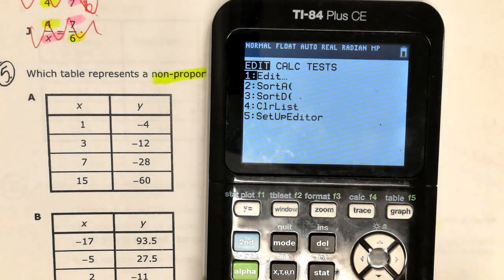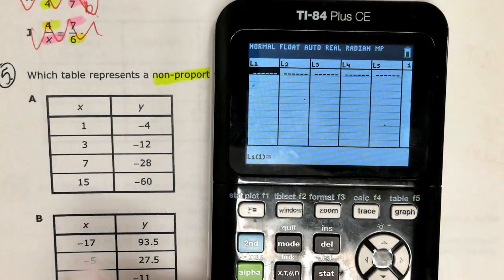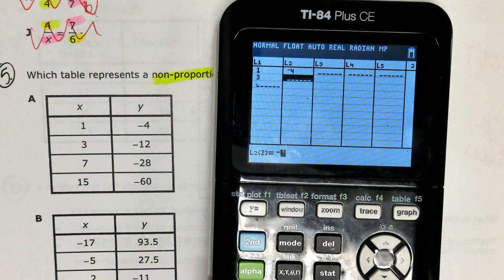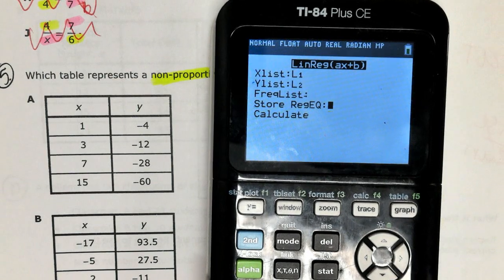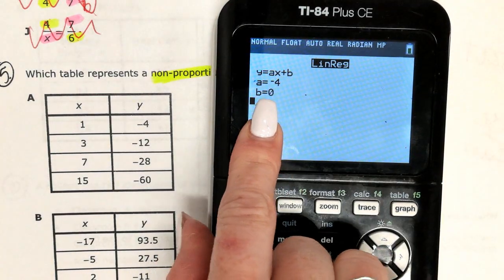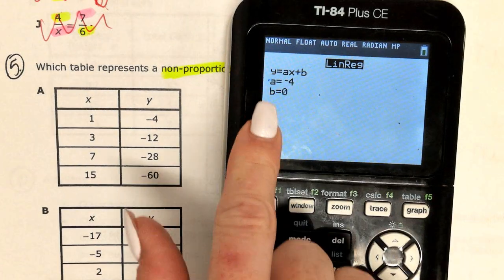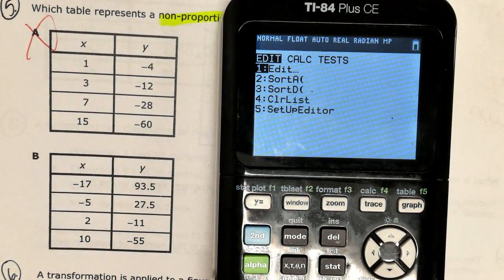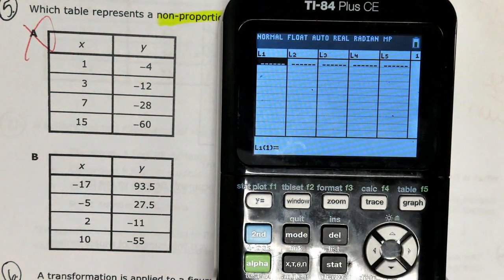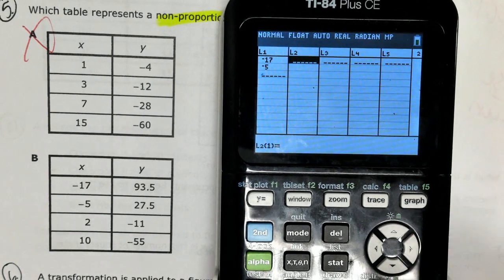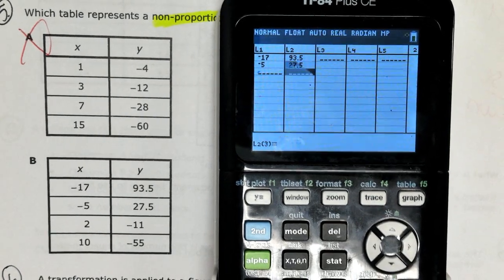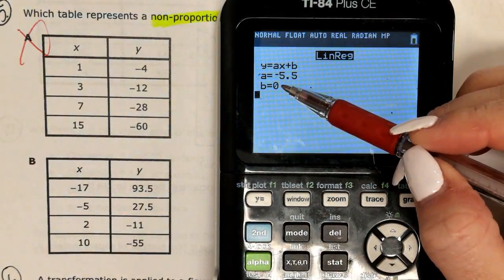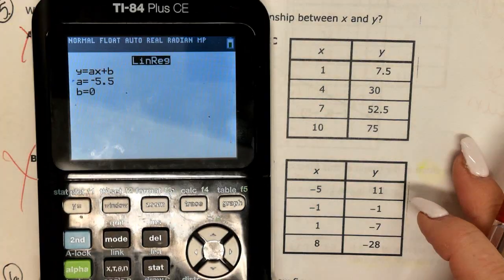So I go to stat. I don't have to put the whole table in. I just need 2 coordinates. So for A, I put in 1 and 3, -4 and -12. I hit stat calc. Does this one have a plus B or is it 0? So this one is proportional. So it's not A. So I go to B, stat edit. Negative 17, negative 5, 93.5, 27.5. Stat Calc. Does this one have a plus B? Nope, it's proportional.